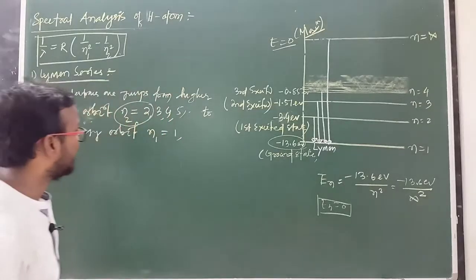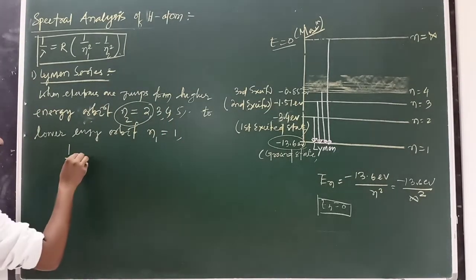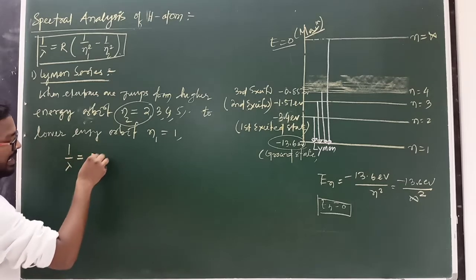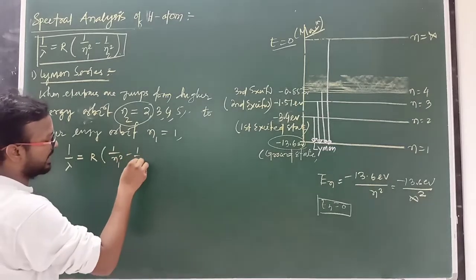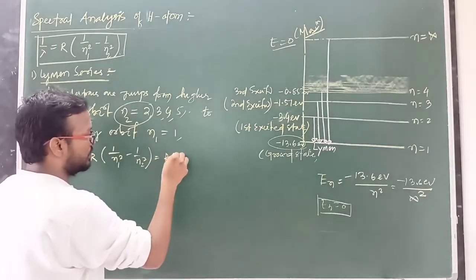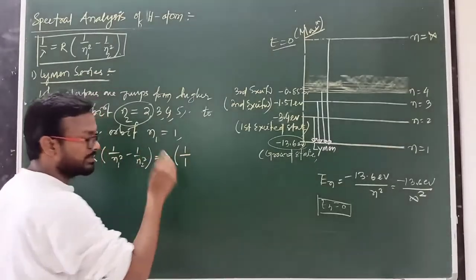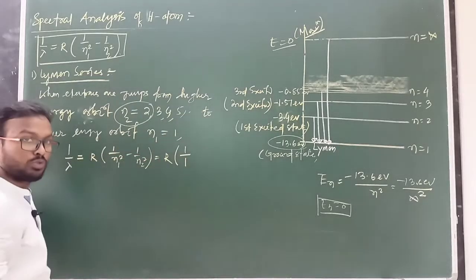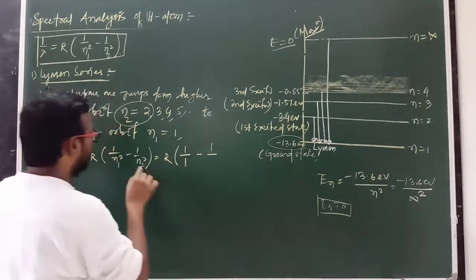Clear? So in this case, if we want to find the wavelength of the spectral line, 1 by lambda equals R times 1 by n1 square minus 1 by n2 square, equal to R into 1 by n1 square. n1 is 1, because this is for all the electrons that jump to the ground state. Step number 1 is here, minus 1 by n2 square.